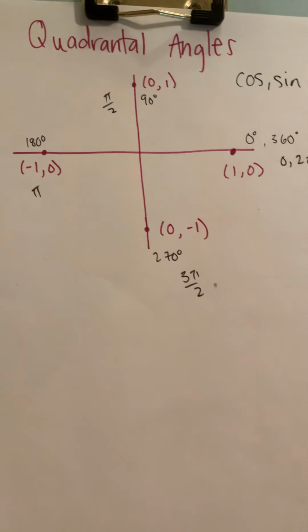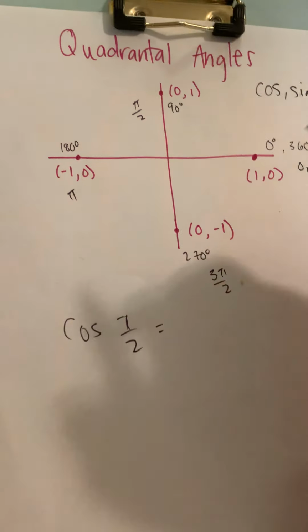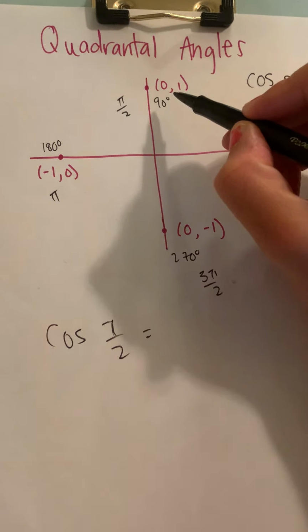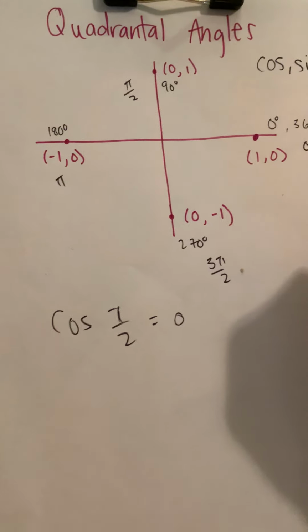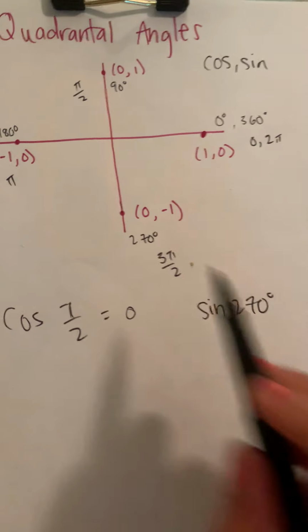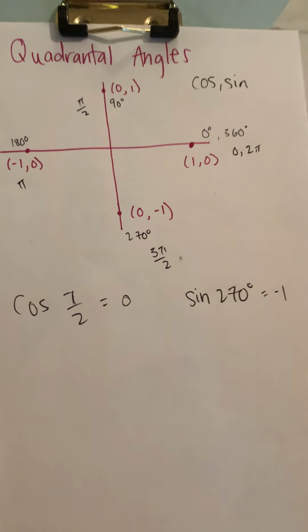And if I'm asking you, okay, what's the cosine of pi over 2? You're going to go to the pi over 2, and then this point, and the cosine is the first one, so 0. What is the sine of 270? So I go to 270, sine is the second one. I say, okay, that's -1.